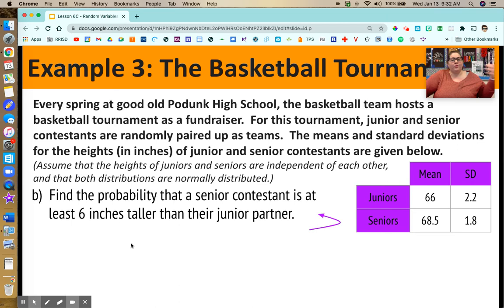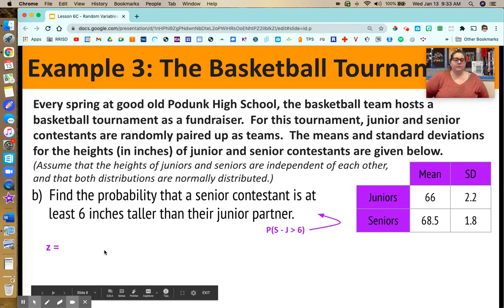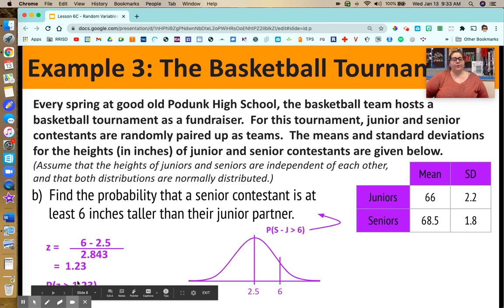So I don't want to have to redo work. So I'm just going to use that. So this would be finding the probability that S minus J is greater than 6, because that would mean the senior is at least 6 inches taller than the junior. So my z-score, my observed value would be 6 minus the mean divided by standard deviation, which is positive 1.23. So there was my mean of 5. Here's my 6. I want to find greater than that.